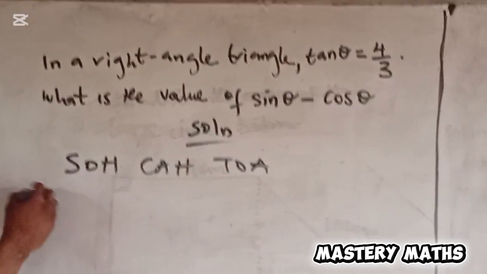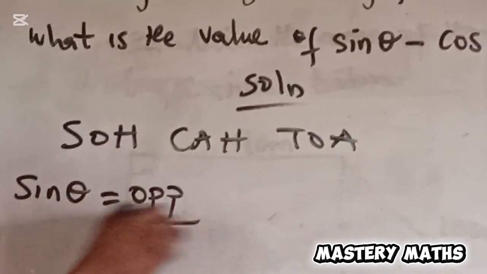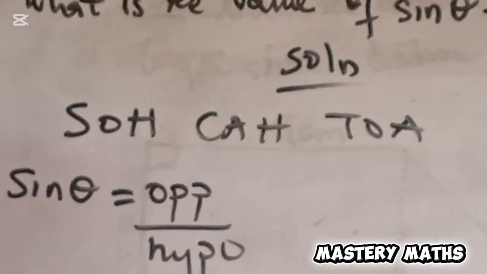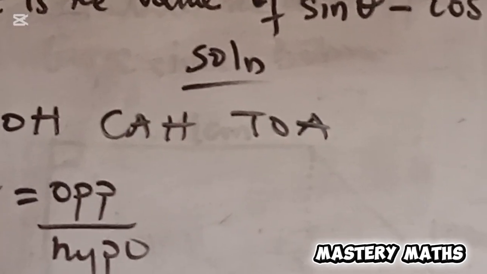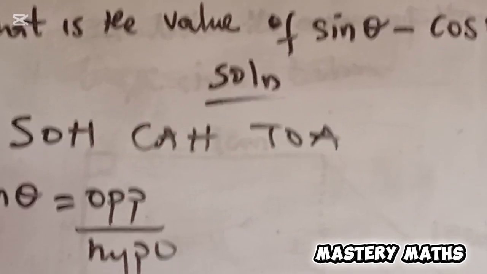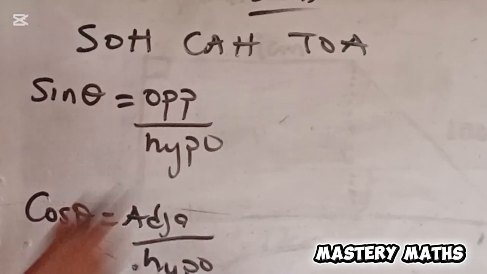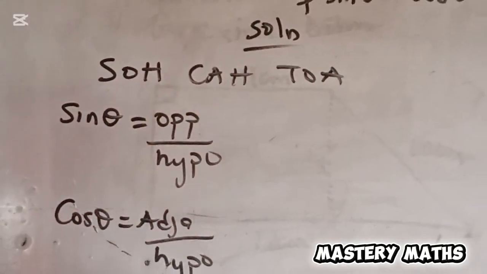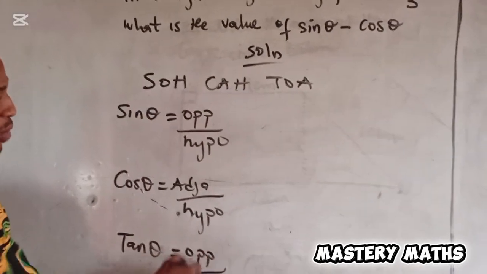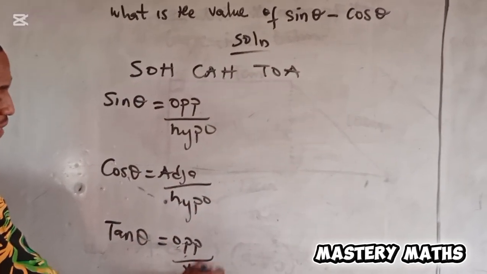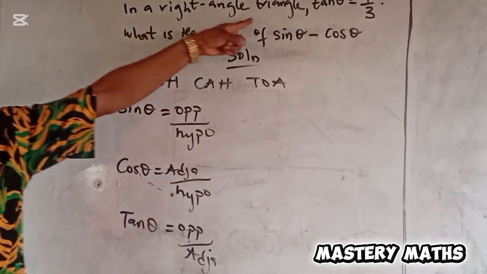The SO stands for sine theta, which is equal to opposite over hypotenuse. The C in CAH stands for cos theta, which is adjacent over hypotenuse. The T in TOA stands for tan theta, which is opposite over adjacent. You see it now?